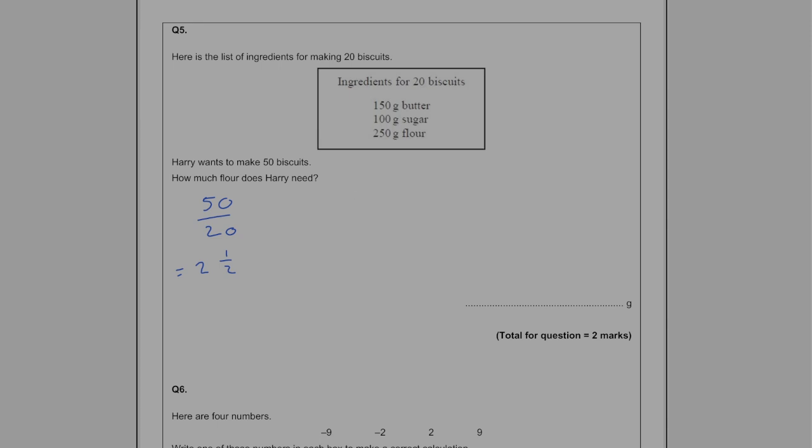So I want to do 2.5 times by 250. I'm going to say that 2 times by 250 is going to be equal to 500, and a half of 250 is going to be 125. So to find 2.5, I need to add those two together. So that's going to give me 625 grams.